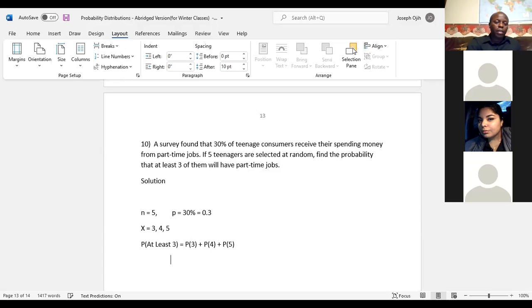For 3, let's look for the table for N equals 5, first of all. We go to the table.